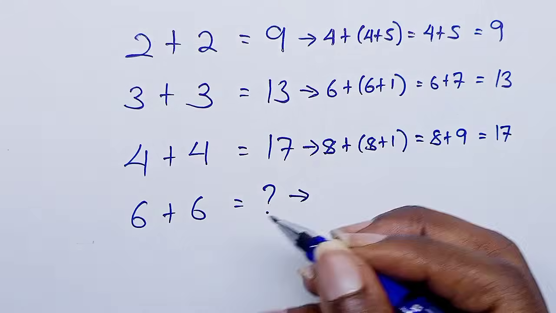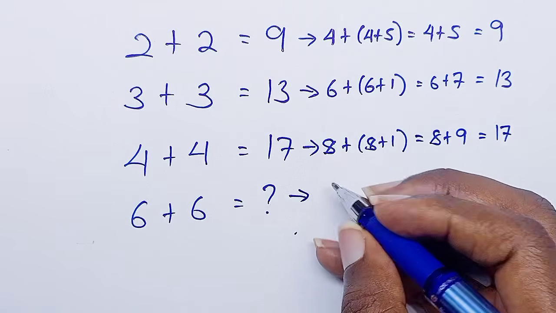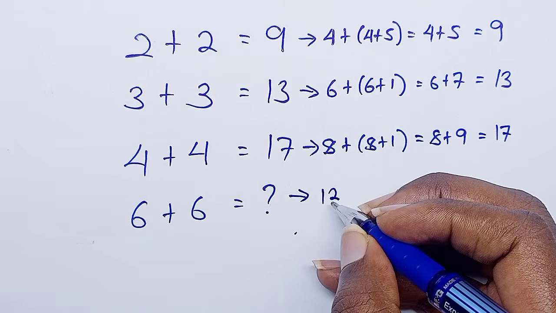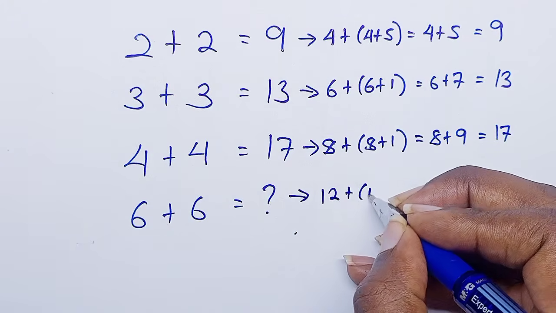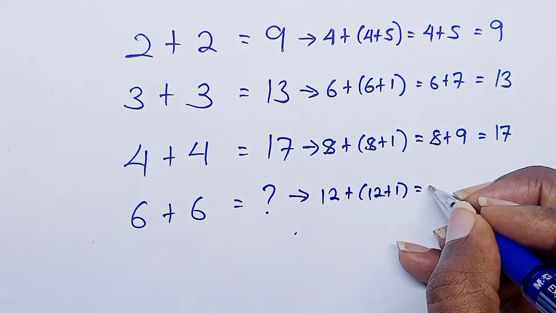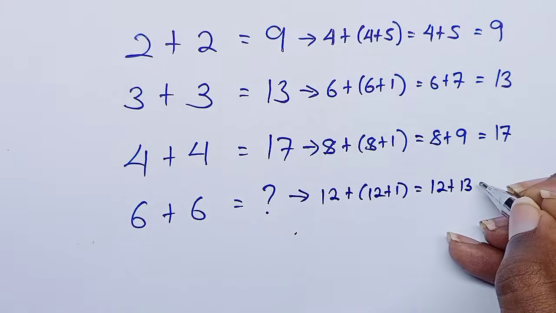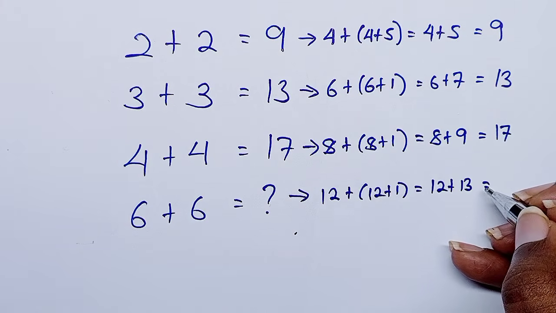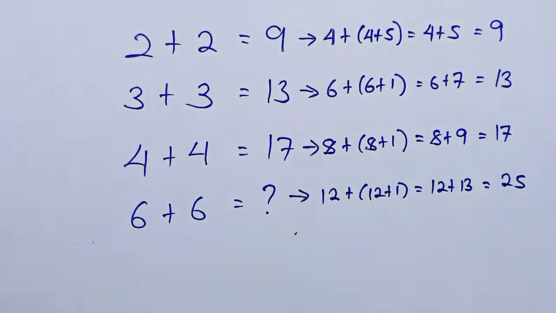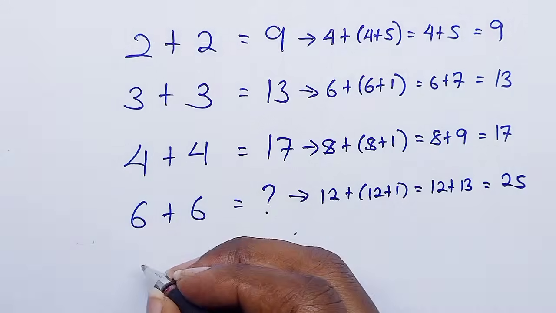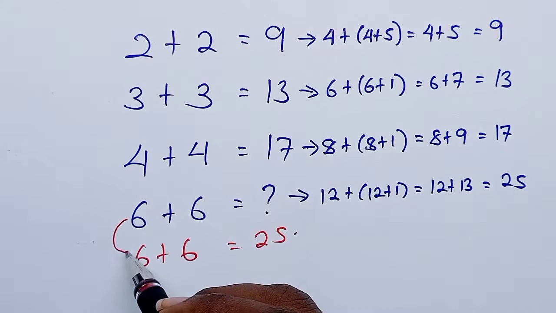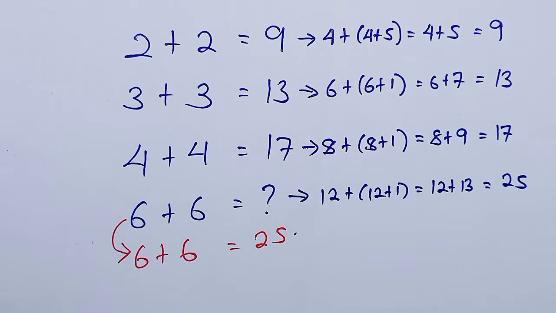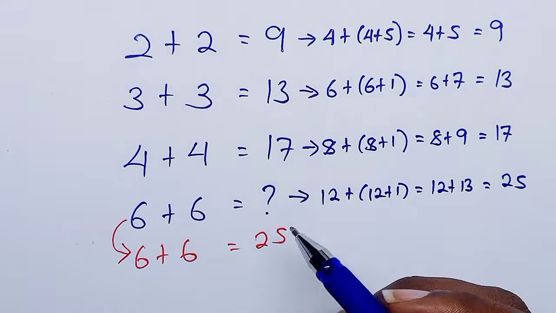So we shall have 6 plus 6, which is 12. Okay? 12. Then add 12 to its successor, which will be 12 plus 1. So we shall have 12 plus 13, which is equal to 25. Therefore, 6 plus 6 is equal to 25. So that's how you get the solution here.